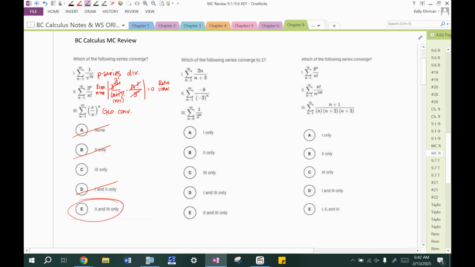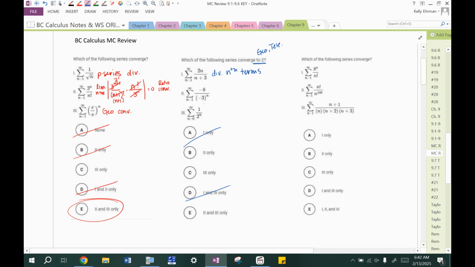Which of the following converge to 2? All right, so the only 2 types of series we can do to get sums are geo and telescoping. Now, the terms to the first term are approaching 2, but this diverges by nth term test. If it said which sequence converges to 2, then this sequence converges to 2. The terms are approaching 2, but the sum is not 2. This will diverge. So nothing including 1 can be an answer.